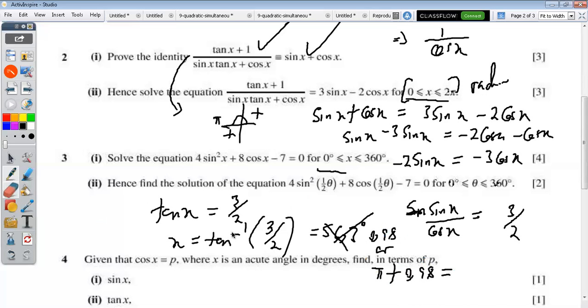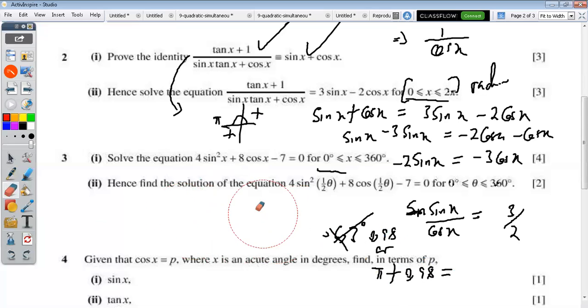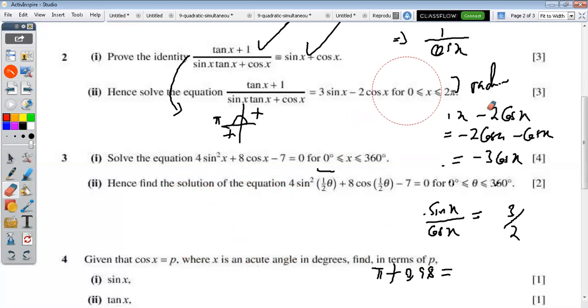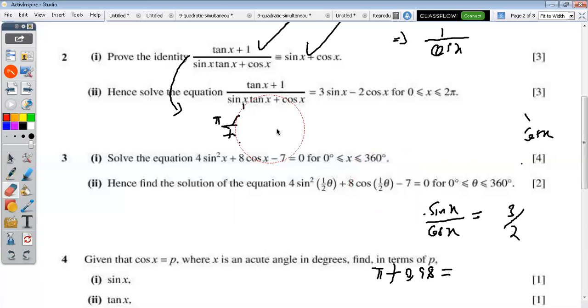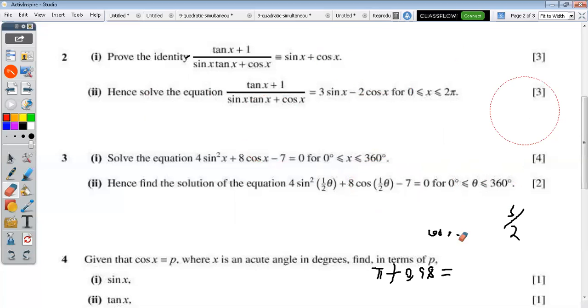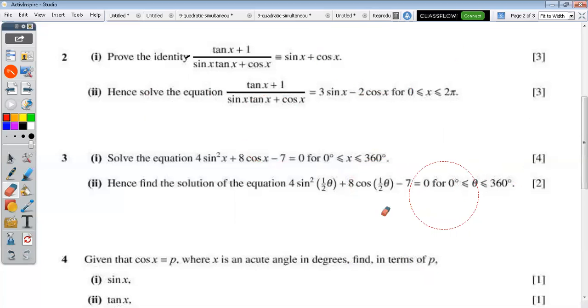Is that clear now? Isn't the answer meant to be in degrees? Because the radians was meant to be for the previous question. Which previous question? This one. I'm reading the wrong question. Yeah, reading the wrong question. Now we get it. So you are reading the next question now. We are at this question. On question two, it has to be radians. Then this one now, it's in degrees.